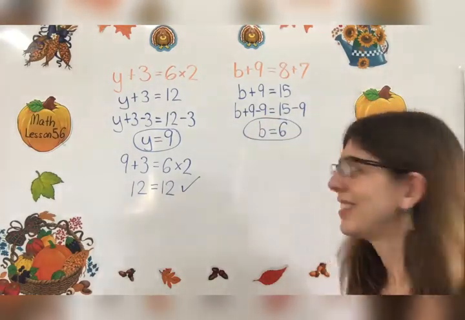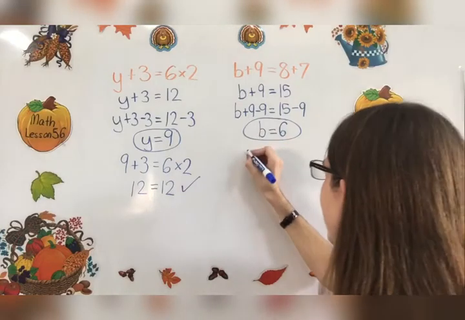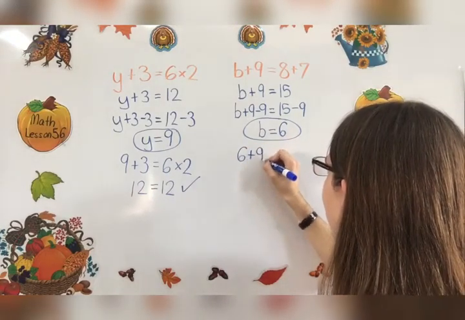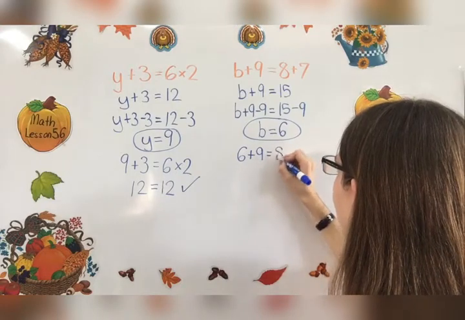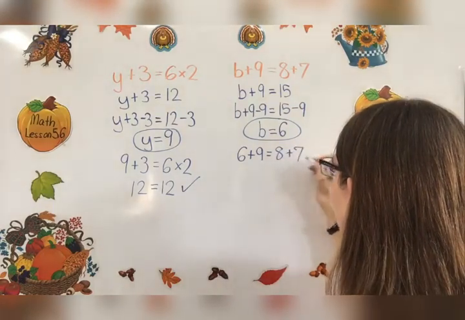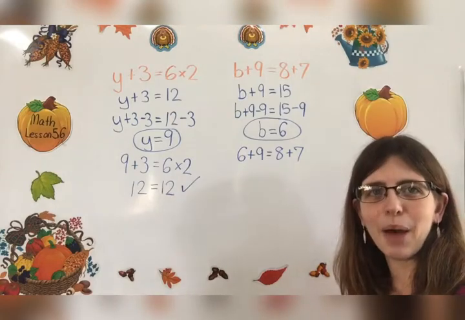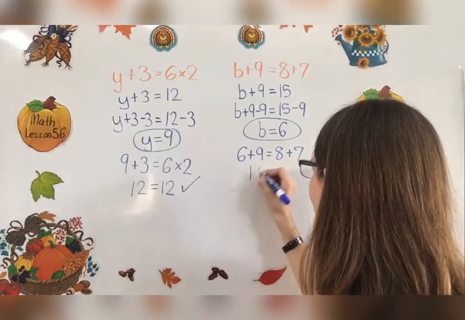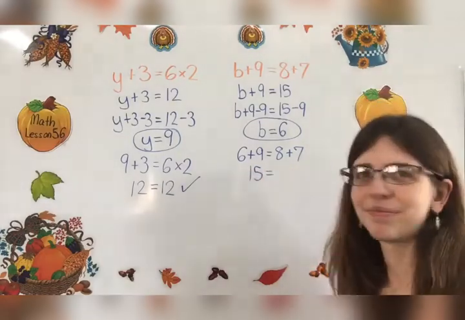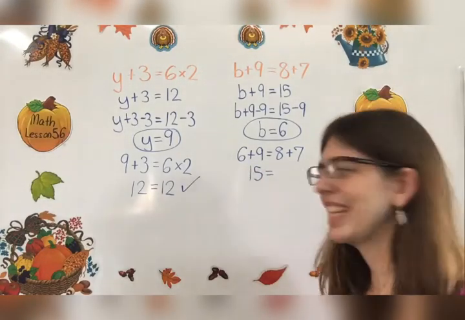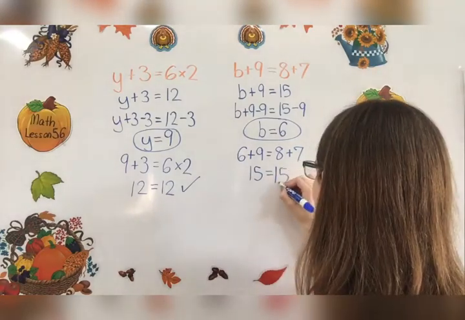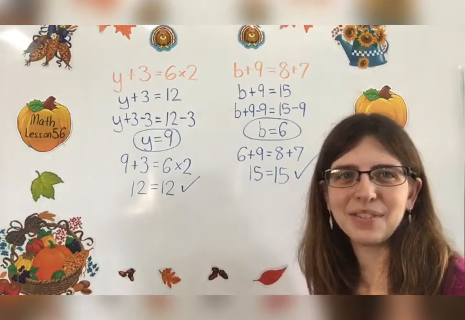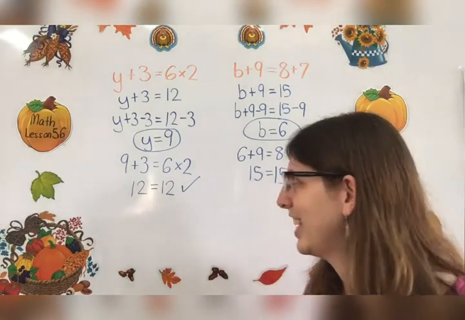Let me check it. Put 6 in place of B. 6 plus 9 equals 8 plus 7. 6 plus 9 is what? 15. Good job. And 8 plus 7 is? Also 15. 15 equals 15. So my answer checks. B equals 6. Excellent job.